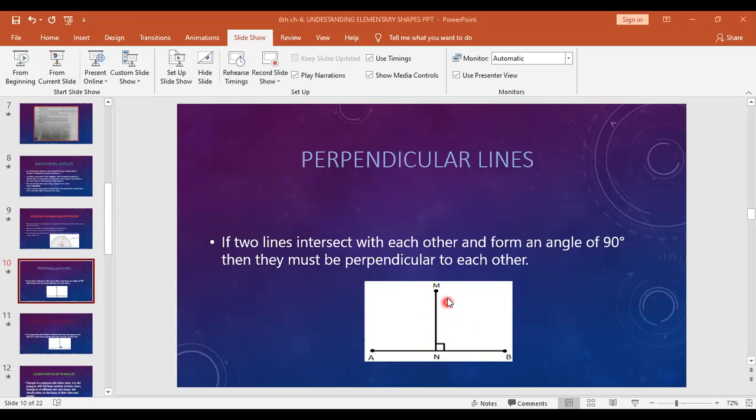Like this, when two lines intersect at a point where a right angle forms, then we can say both the lines are perpendicular to each other. So now I can say AB is perpendicular to MN. So this is about perpendicular lines.